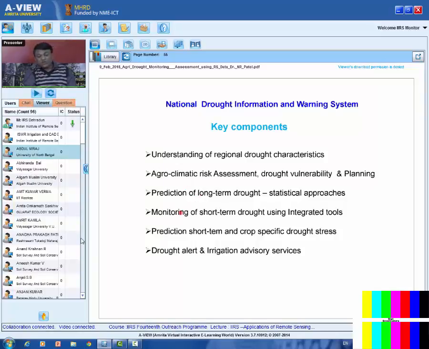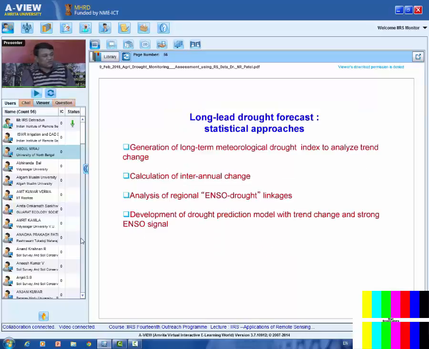Then prediction of long-term drought based on some statistical modeling, or you can say ENSO-based indicators. Then monitoring of short-term drought can also be possible through integrating weather forecast or seasonal weather forecast with the crop model and remote sensing. One can make short-term forecasts, drought alerts and irrigation advisory services if this kind of weather forecast about the soil moisture, about the water availability, and irrigation requirement can be analyzed together with the soil moisture model. One can form irrigation advisories also.